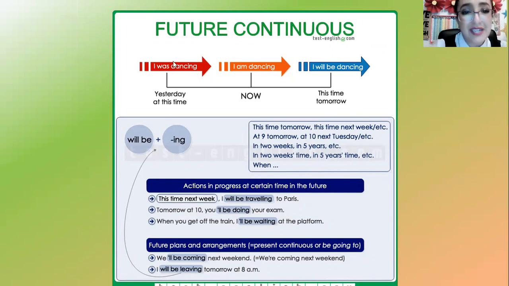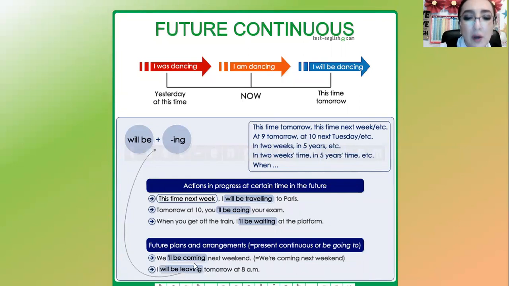Where is future continuous? Well, let me explain. Here you have I was dancing, that is past progressive or past continuous. I am dancing now in this moment, or I will be dancing at a specific time in the future, which is where we make use of this will. This time tomorrow or this time next week. At 9 tomorrow, at 10 next Tuesday, in 2 weeks, in 5 years, and so on.